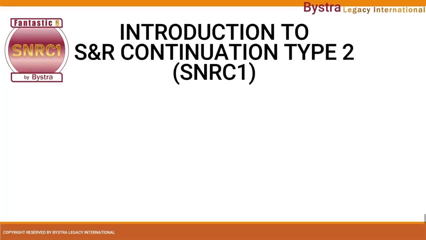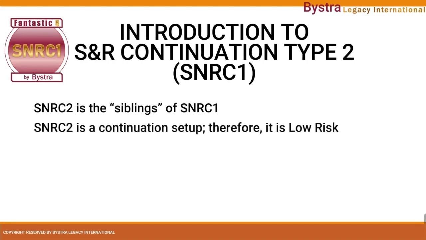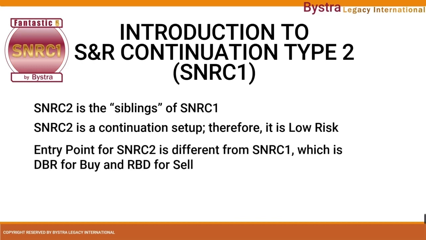So let's have a look at the SNRC continuation for type 2. It is the sibling of the SNRC1 and it is also a continuation setup. The only difference of SNRC2 from the SNRC1 is the entry point, which is for SNRC2 we'll be using the drop base rally or the rally base drop, whereas the SNRC1 is using the drop base drop and also the rally base rally. So let's have a look at the SOP.